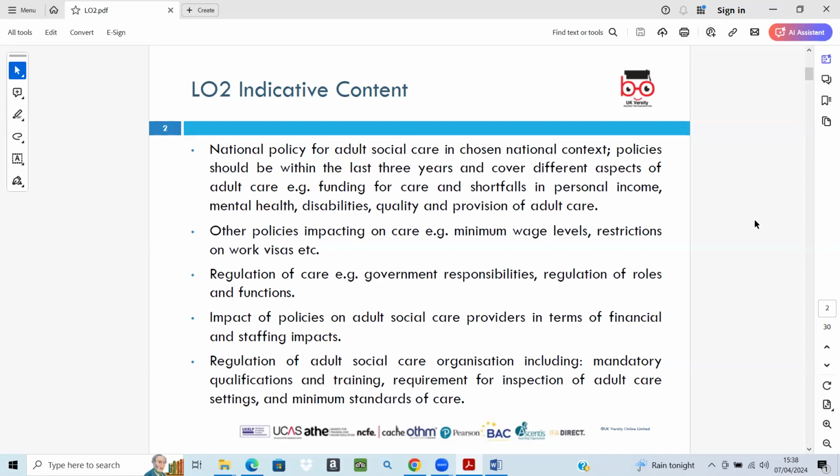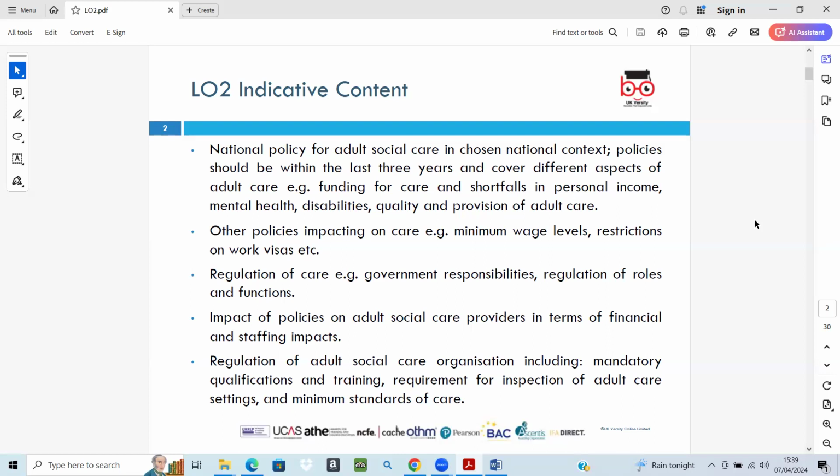And there are some mandatory qualifications and training which every health and social care caregiver or staff member has to follow. Every individual should be trained and should have completed the mandatory qualification and training, ensuring staff are properly trained and qualified to provide care.